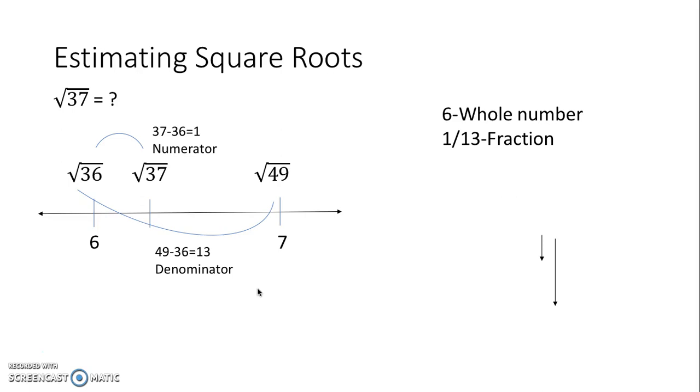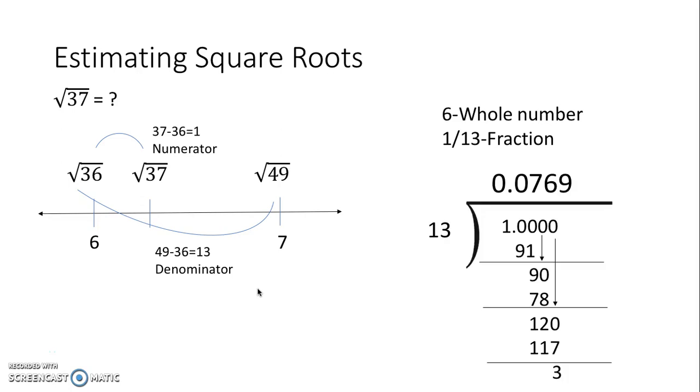Now we could stop there, but sometimes we want to know what it is as a decimal. Since the square root of 37 is an irrational number, it's not a number that will terminate or repeat over and over. It's just going to keep on going with non-repeating numbers. So we need to round, and we need to find that decimal. What we're going to do is 1 divided by 13. When you long divide it out, you'll find that it will keep on going. It doesn't repeat.